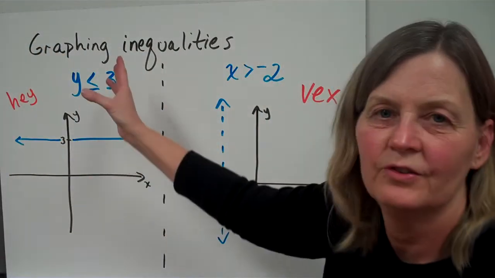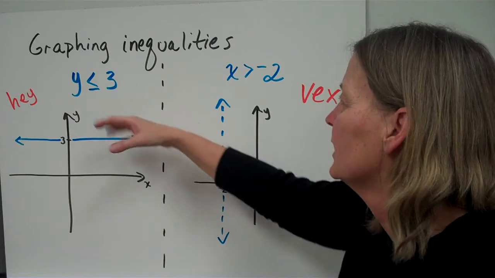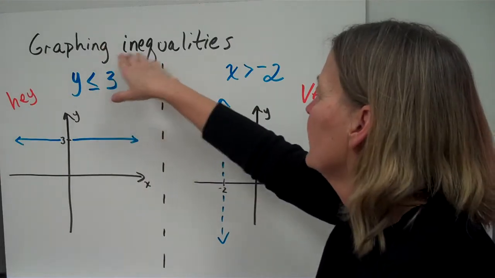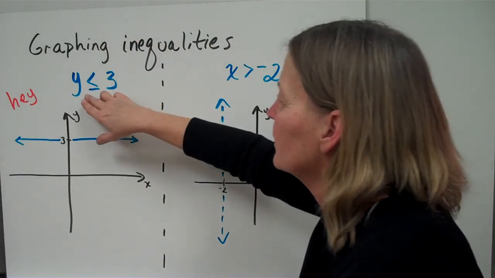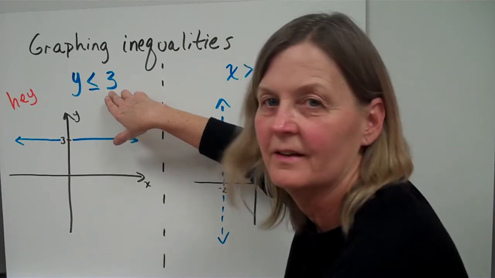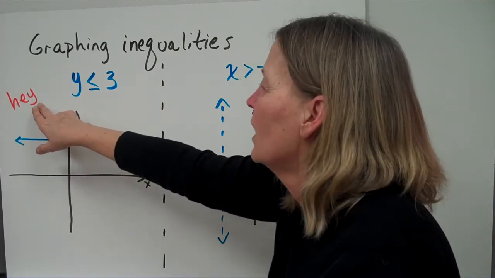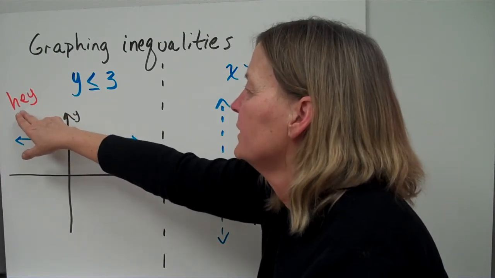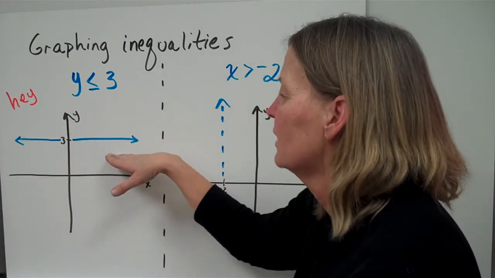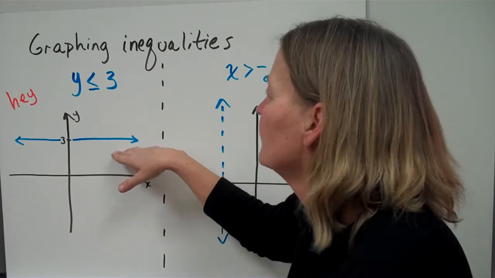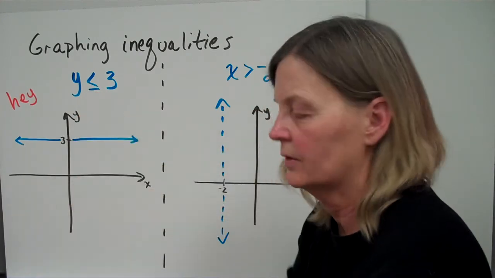I wanted to talk about these two situations to refresh your memory, and then how to graph these. Graphing inequalities, but let's look at this first one. Y is less than or equal to 3. Well, if you recall, that's one of our special problems. Y equals is a horizontal line. So I drew a horizontal line through 3. And it's solid because of the equal sign.